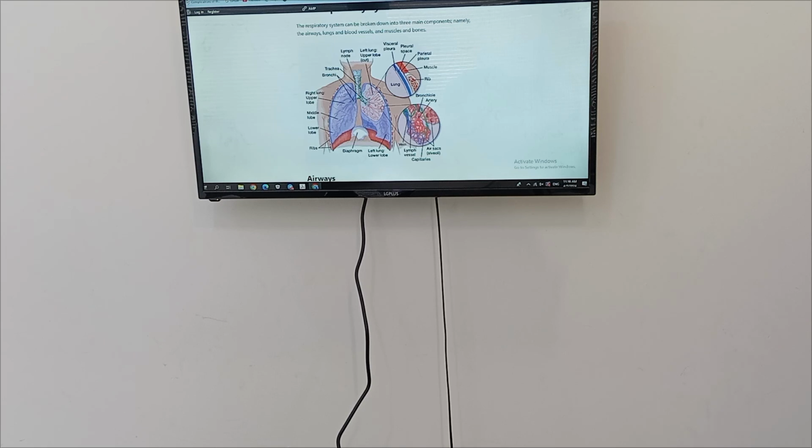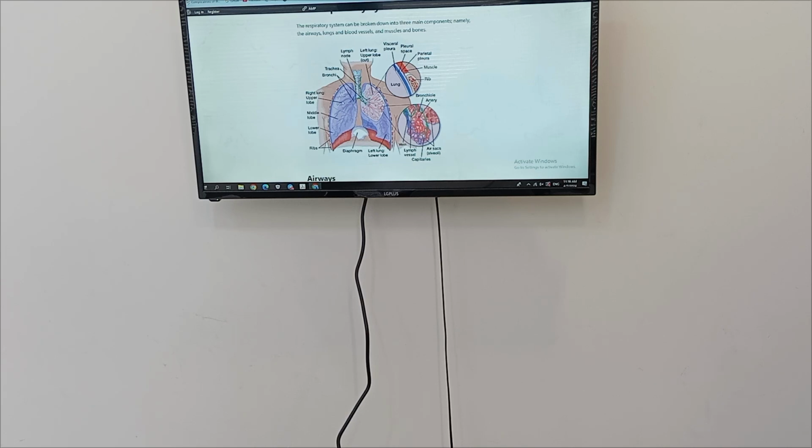We have here a diagram of the respiratory system of the human. The respiratory system can be broken down into three main components, namely the airways, the lungs, blood vessels, and muscles and bones. Of course, as you know, these two big organs are the two parts of the lungs. This is the trachea. These are the lymph nodes that surround the trachea.